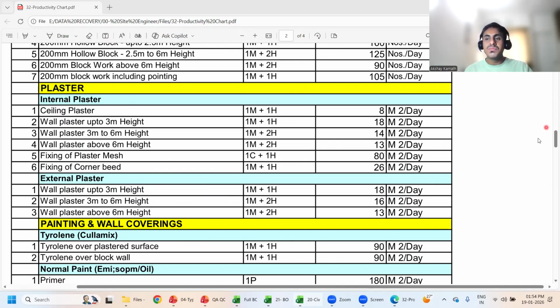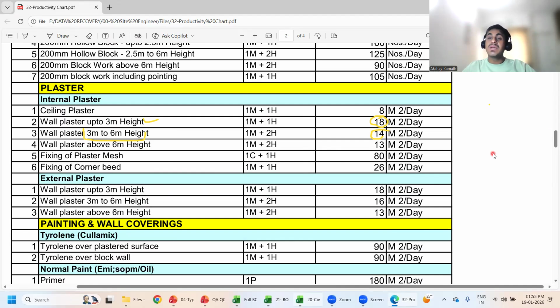One thing you understood, that if the height is 3 meter, the productivity is 18 square meter. If the height is going beyond 3 meter up to 6 meter, the productivity is 14. It has come down. Above 6 meter, again, it has come down. Why? Because as the height increases, what will happen? Your productivity will come down because you're standing at a height. You'll have the fear, right? See, 3 meter is a general height.